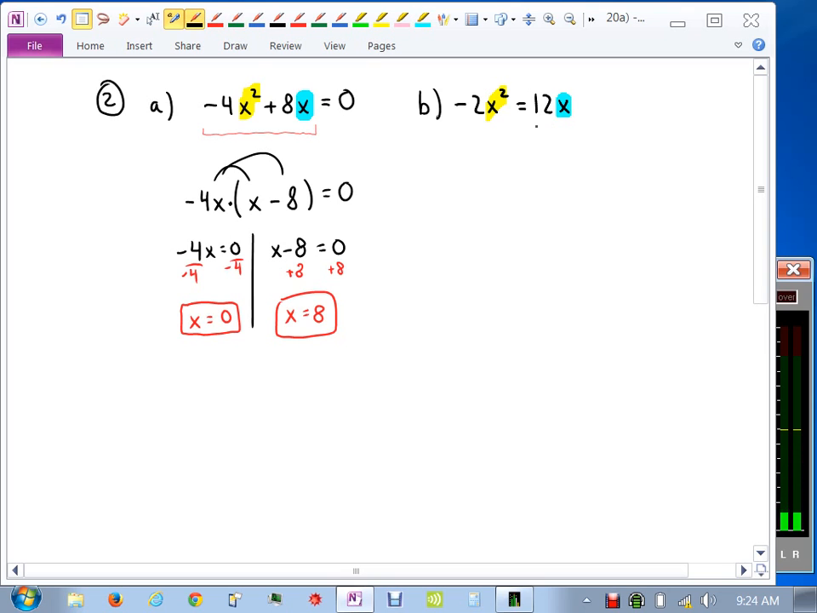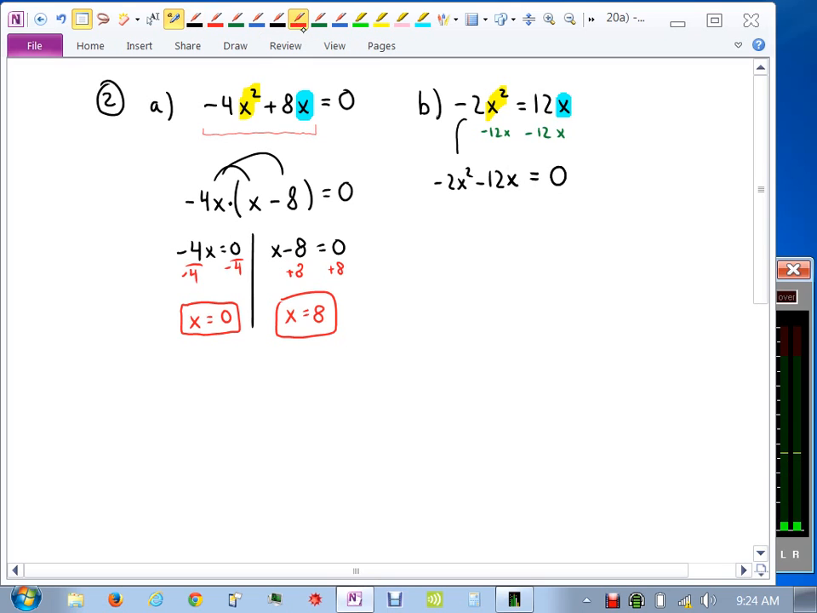Even though I can move it either way, I'm just going to subtract 12x on both sides. When I do that, I still have my negative 2x squared. I have my minus 12x. I cannot combine those two together. They're not like terms. They would both have to have x squared for me to be able to put these together. So I just leave them. And on the right side, 0.